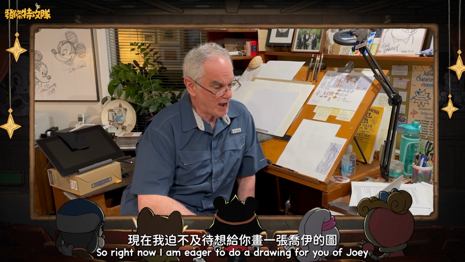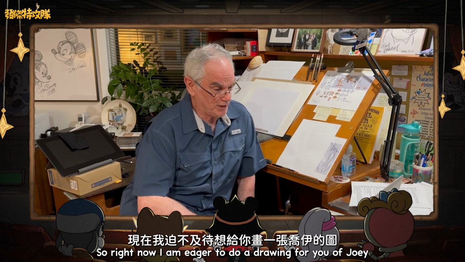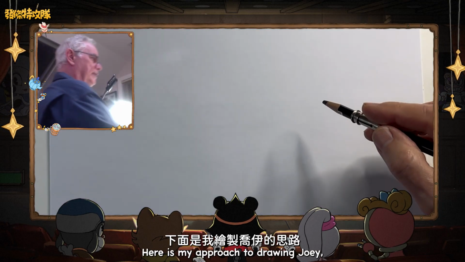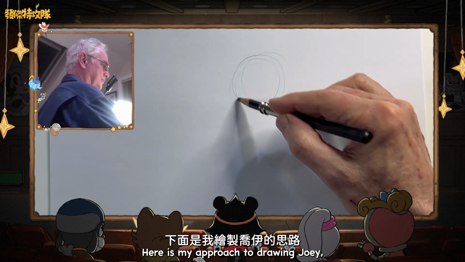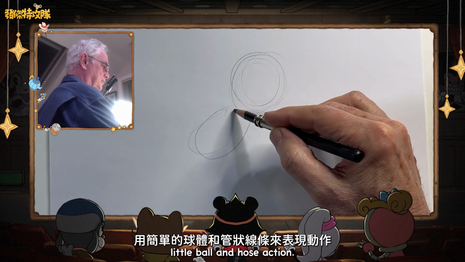So right now I am eager to do a drawing for you of Joey in some sort of action. So I've got my pencil right here, and I'm going to try to do a drawing of Joey on my drawing board. Here is my approach to drawing Joey. Little ball and hose action.